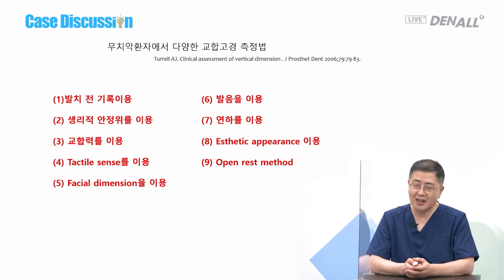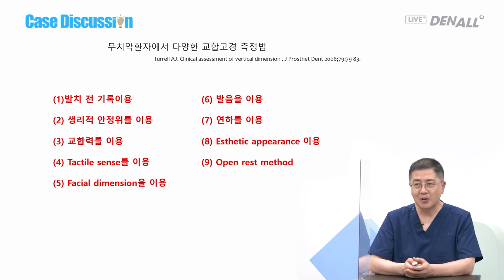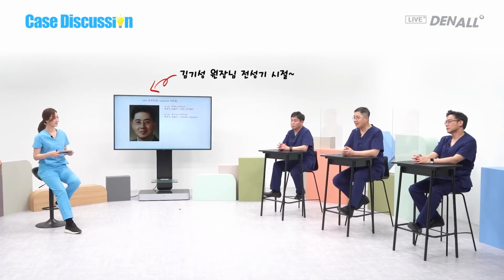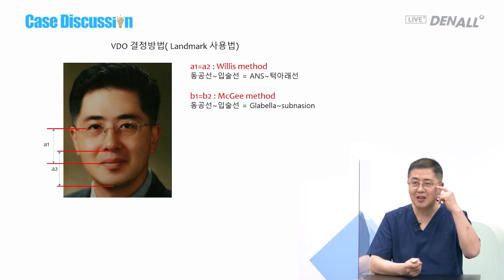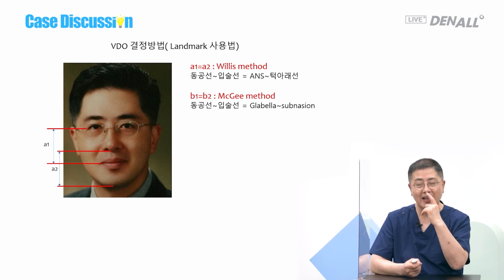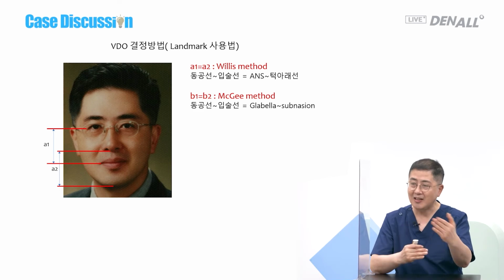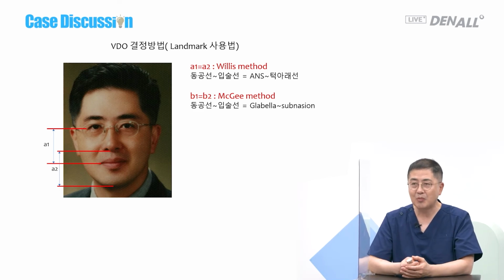Many researchers claim their methods are very good, but these are not very easy methods. So I use the speech or the appearance of the patient. This is my picture of my heyday. It is based on A1 equals A2. From the eyes to the lips is the same as ANS to the bottom of the jaw. This is the Willis method to measure VDO of an edentulous patient. There are similar ways, and this is the Mackey method, which is similar.